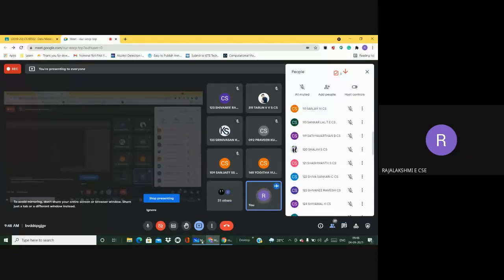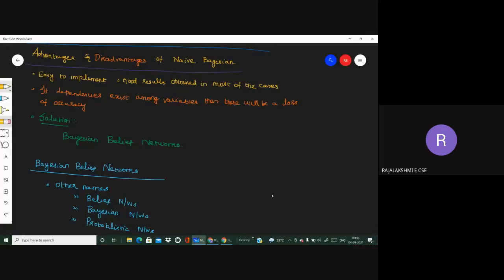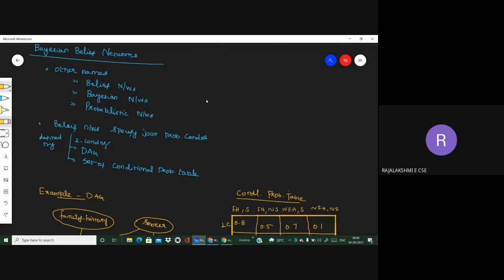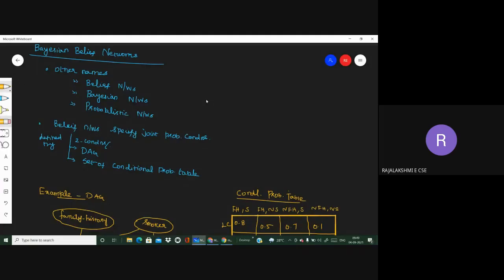So this is the reason why we are moving to this Bayesian belief network. There are multiple names for this: Bayesian belief networks, Bayesian networks, probabilistic networks. It is considered a probabilistic network because conditional probability and joint probabilities are used here. Normally this belief network is specified by joint probability conditions. If you don't understand the joint probability conditions, that's okay. If you work out the problem, then it will be clear.